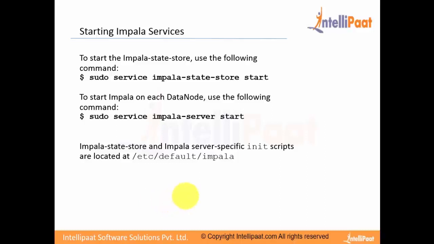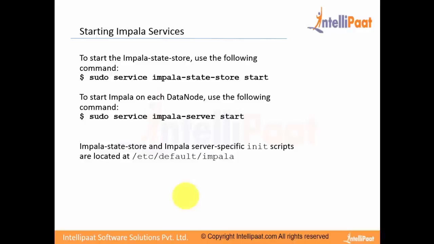We can use the impala-state-store command to start the state store D process. The state store D process, as we have already discussed, is very advantageous in picking up the health information of all the Impala D processes and relaying it to the other n-1 Impala D processes running on the cluster. Similarly, to start the Impala D process on each data node, we can use the impala-server command, and we can pass the start option with this command to start the services.